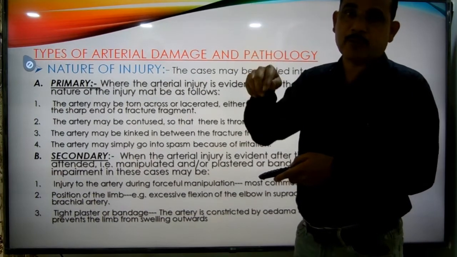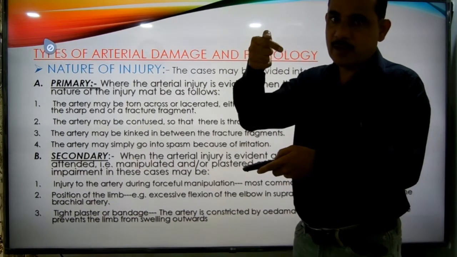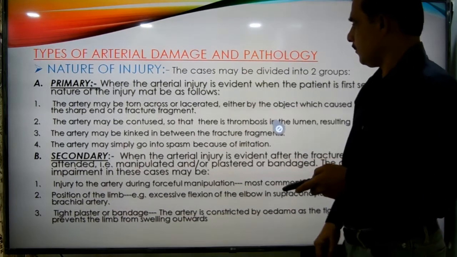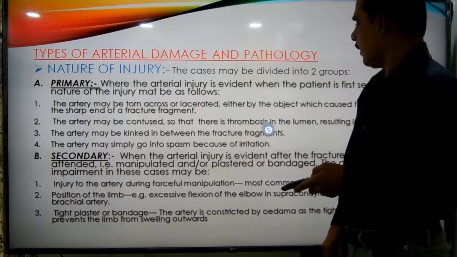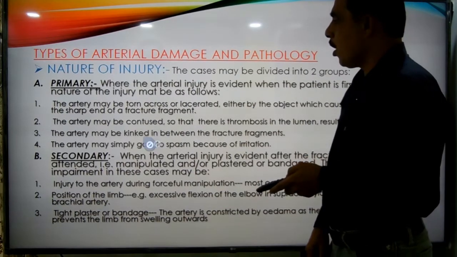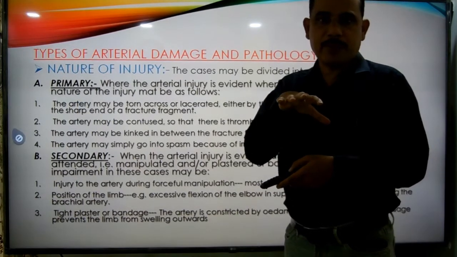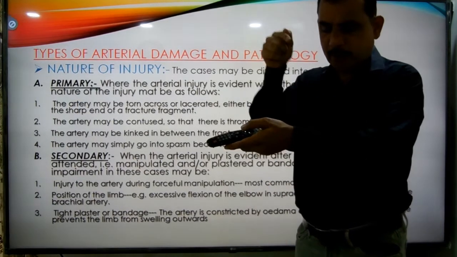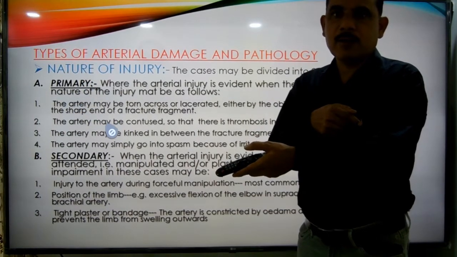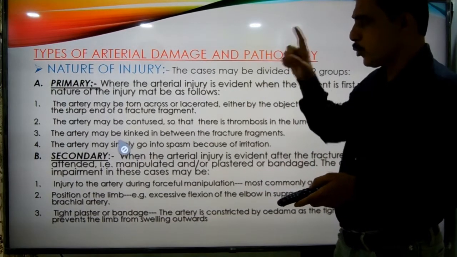At the time of the fracture, fragments of the bone which gets fractured may lacerate or tear the artery, either by the object which caused the injury or by the sharp end of the fracture fragments. Any penetrating injury may cause laceration of the vessels supplying the forearm. That's why it most commonly occurs with fractures.